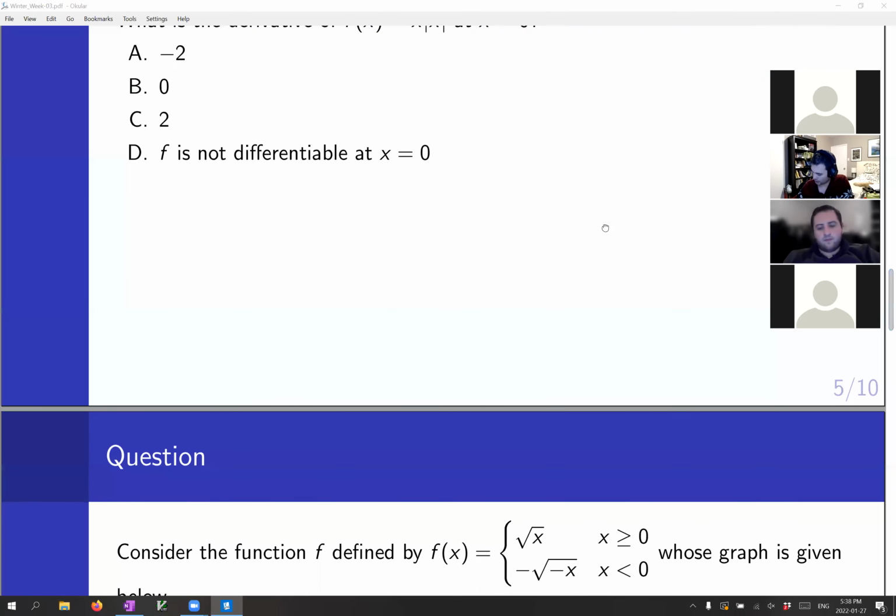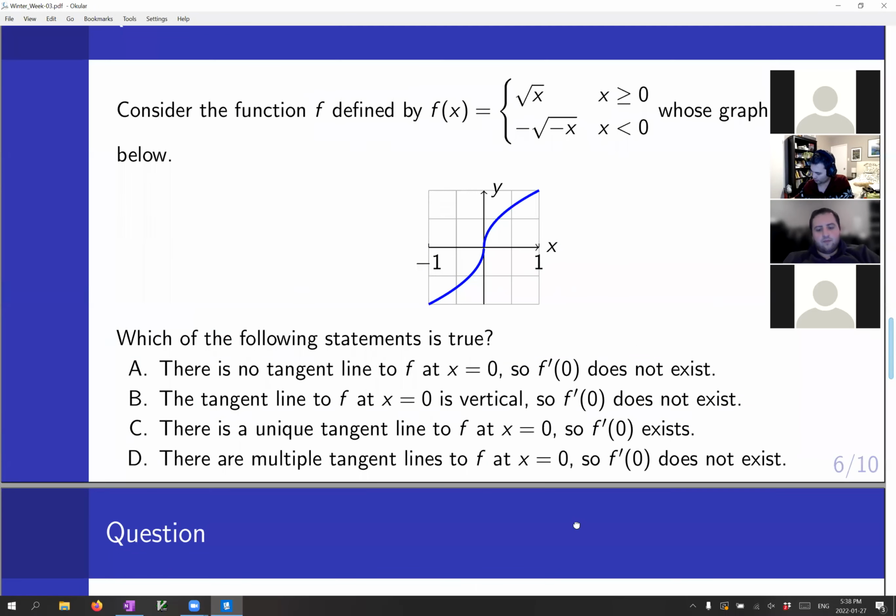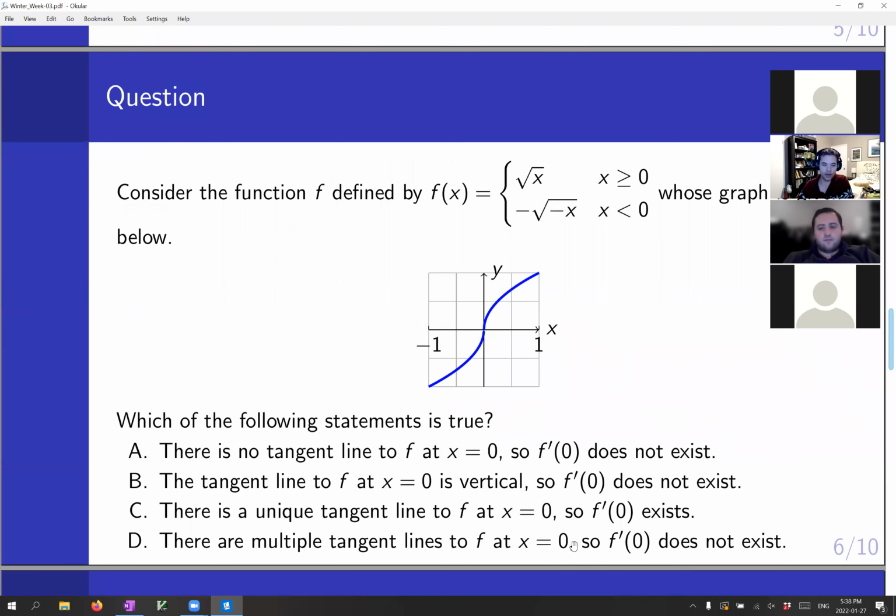All right, here's another quick one. Wait, oh yeah, no, we're doing that one. I'm not skipping that one. And for the record here, you actually don't need to know what the function is. You can just look at the graph and get your answer that way.